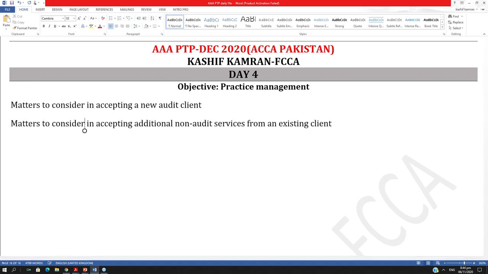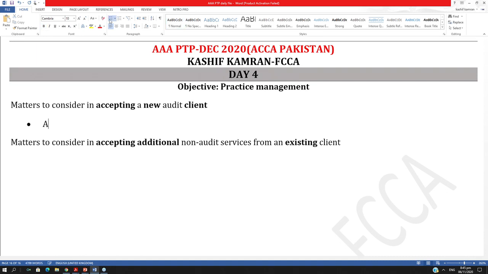Everyone, matters to consider in accepting additional services from an existing client, and matters to consider in accepting a new client. So has the examiner covered both the matters in the article? Yes. In the article, you will read pages 2 and 3 for the answer to this. And then you will read the bottom of page 3, and page 4 in full. And you will find the answer to the word matters.